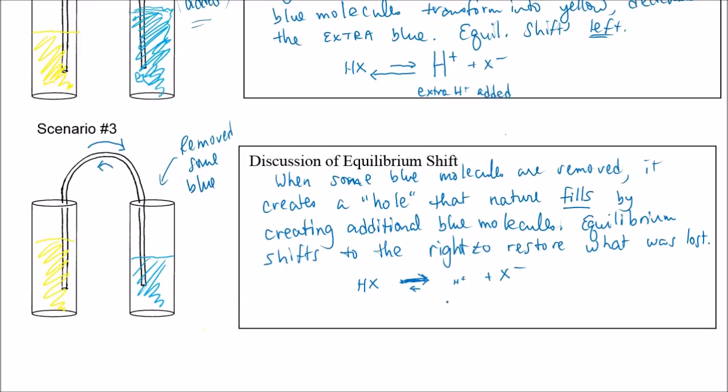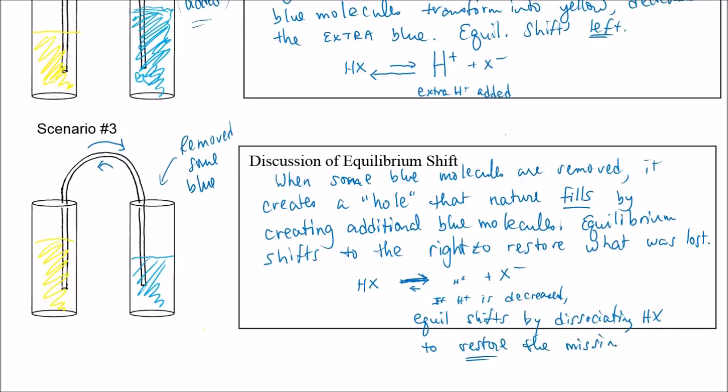Let me write it this way: if H plus is removed, or decreased I should say, comma, equilibrium shifts by dissociating additional HX, sorry this doesn't fit in the box, to restore the missing H plus, exclamation point.